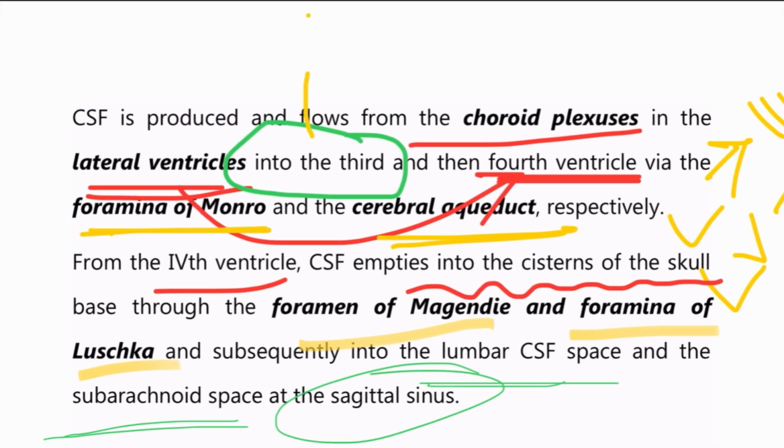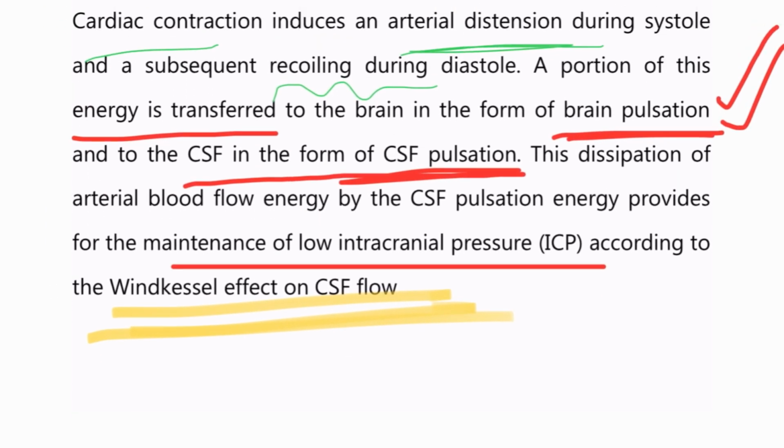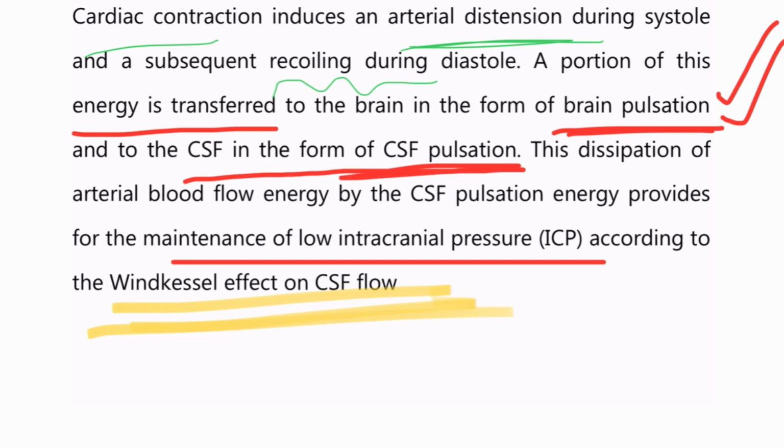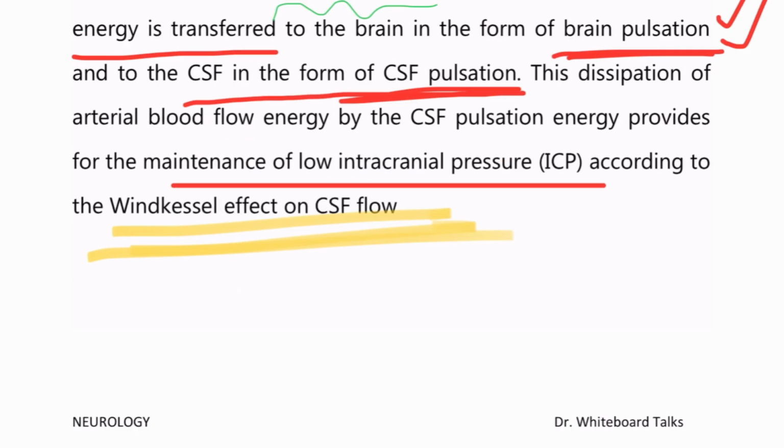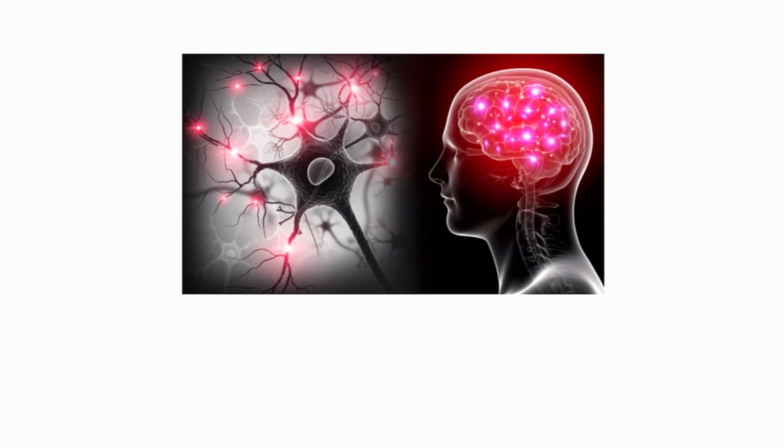of CSF inside the brain, and the effect of how the arterial distension and the diastolic recoiling affect the CSF pulsation as the energy transferred, brain pulsations plus the maintenance of low intracranial pressure in the brain, which is called the Windkessel effect on brain CSF flow.